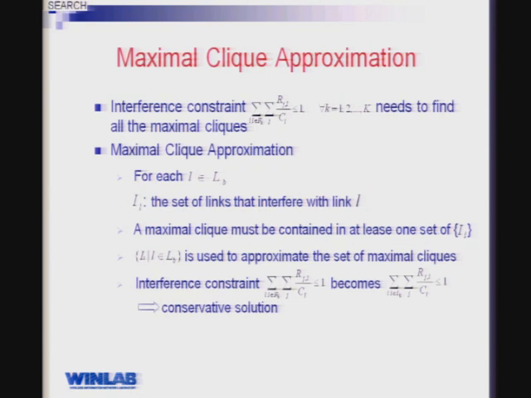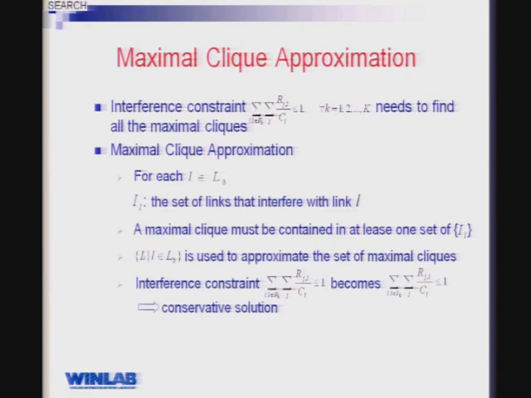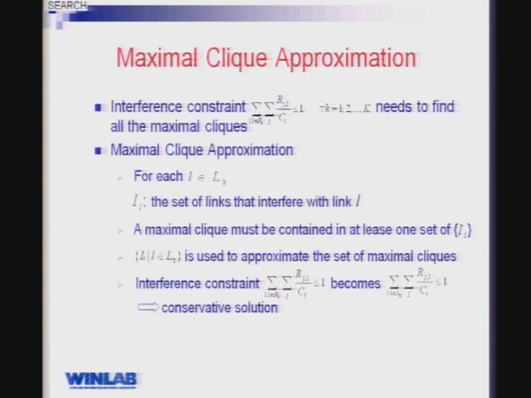We note that in all the formulations, the interference constraint requires that the channel utilization of all the links in any maximum clique should not be greater than one. That leads to finding all the maximum cliques, which is computationally intensive. So here we propose a maximum clique approximation algorithm. For each backbone link L, we denote the set of links that interfere with link L as IL. We conclude that a maximum clique must be contained in at least one set IL. So we use the IL to approximate the set of maximum cliques.